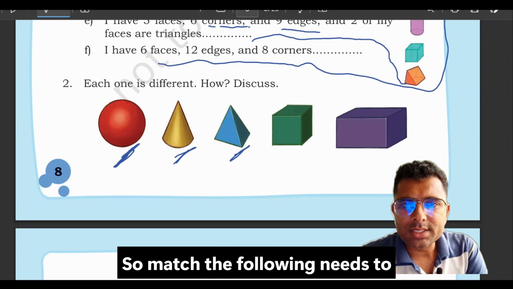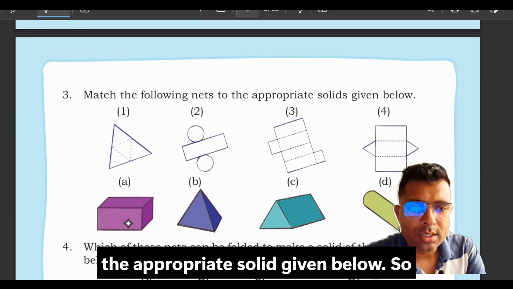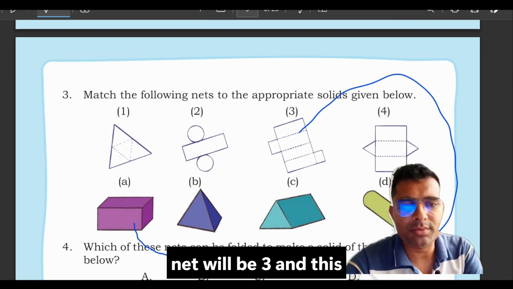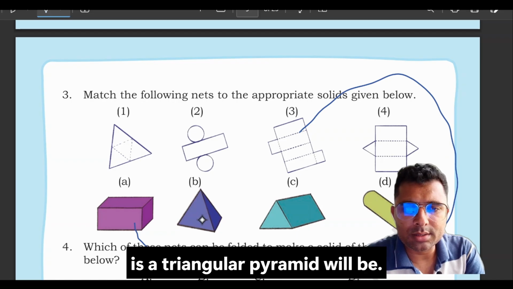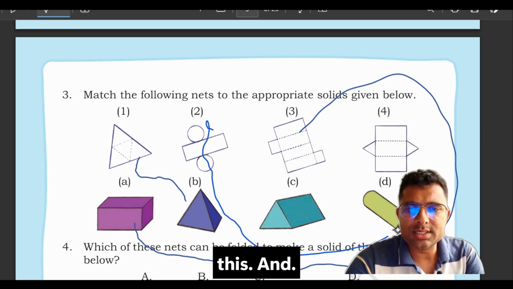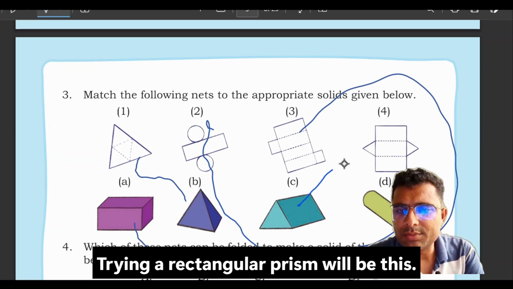So match the following nets to the appropriate solid given below. So the cuboid net will be 3, and this is a triangular pyramid will be this, cylinder will be this, and rectangular prism will be this.